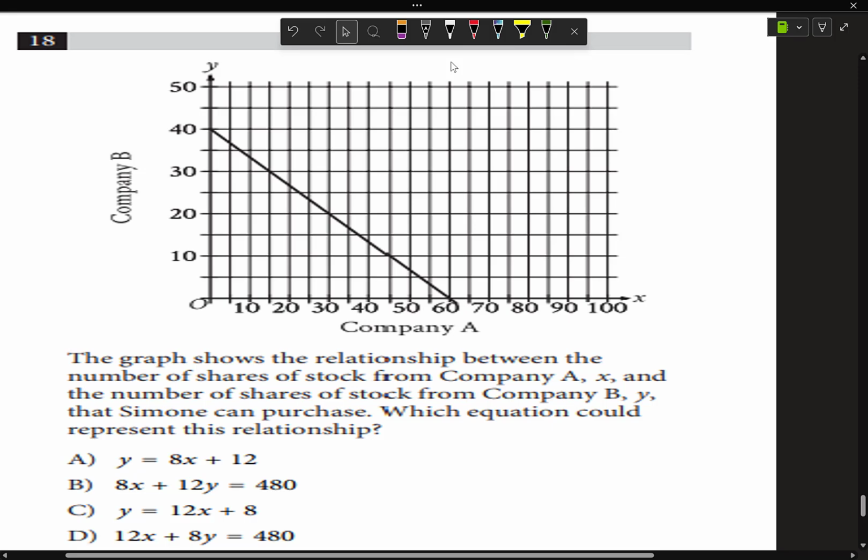Question 18. The graph shows the relationship between the number of shares of stock from company A, x, and the number of shares of stock from company B, y, that Simone can purchase. Which equation could represent this relationship?